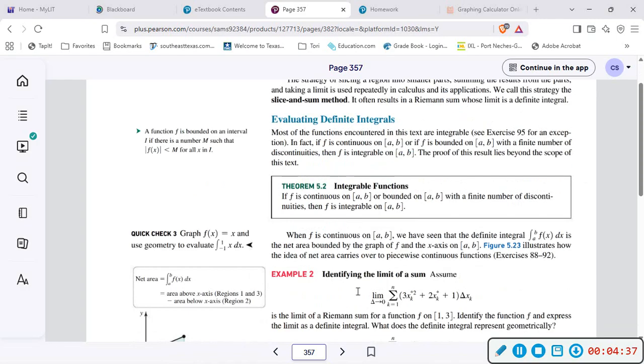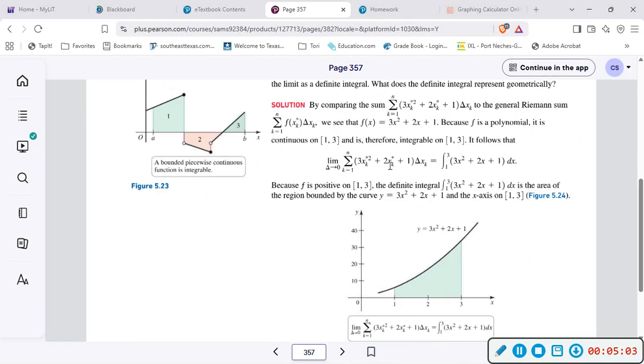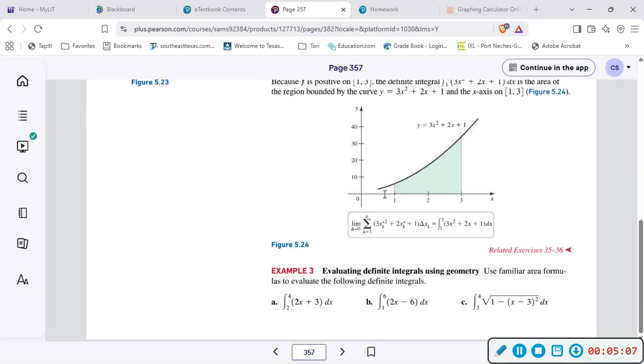Here we talk about a little bit more of the definition of evaluating integrals. Here's a theorem: if f is continuous on [a, b], or bounded on [a, b] with a finite number of discontinuities, then f is integrable on [a, b]. Here are some examples and some visuals that you can kind of see. They're doing the sum of these three different parts: a positive, a negative, a positive. Here's the solution down below for the net area.